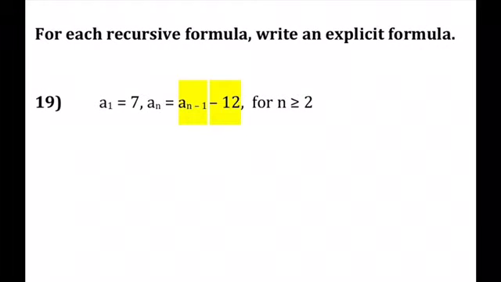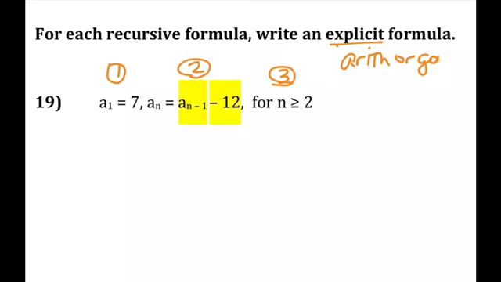Okay, for the last part of this, for each recursive formula, write an explicit formula. So the recursive formula, remember, is the three parts. So I've got the first part, the second part, and the third part. As far as writing the explicit formula, what I need to know is: is it arithmetic or geometric? I need to know if there's a d or r, and I need to know a sub 1. Well, the a sub 1 part is really easy because it's right there. It's really easy to find the d or r.